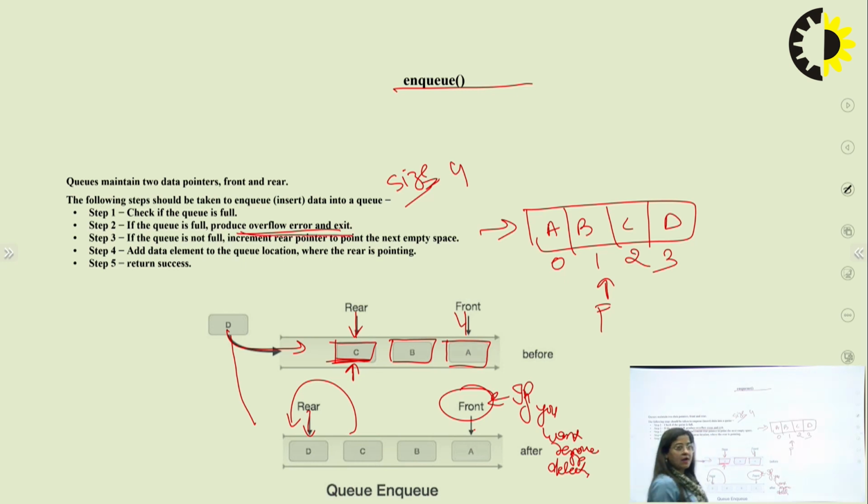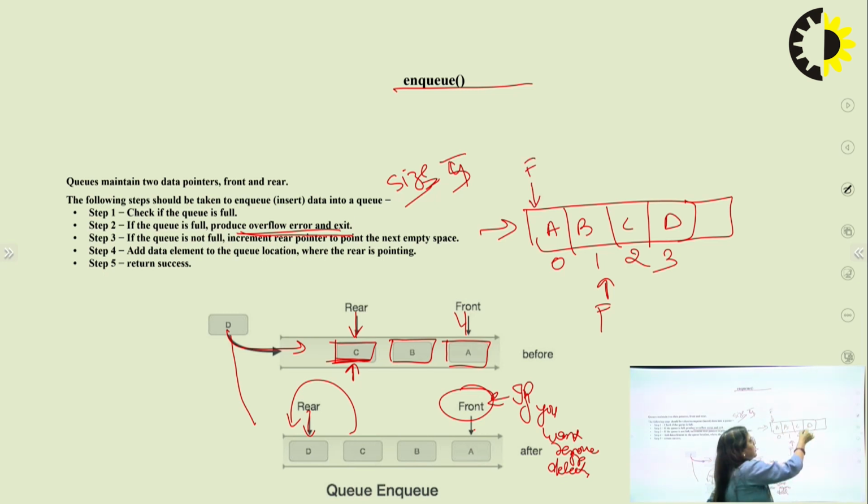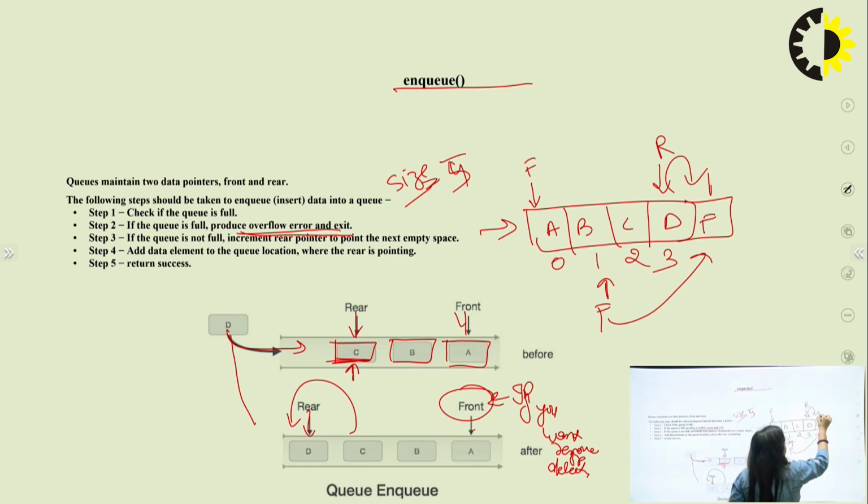Otherwise, if your size is 5, which means one space is left, and you want to insert F, then you can easily insert it. But in this case, it is front and it is rear, and now you want to insert another element F here. So increment R plus 1. So this is where your R indicates right now.